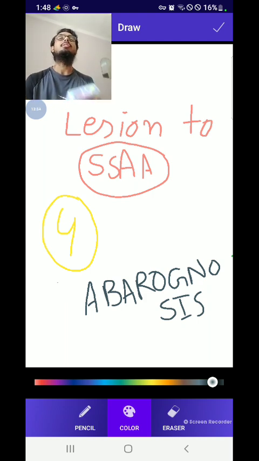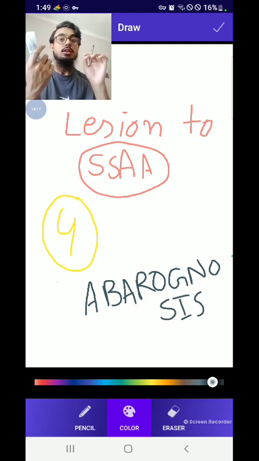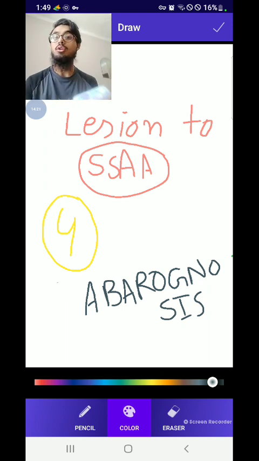When the doctor gives me the objects and I cannot identify which one is light, I think this is light and this is heavy, this is wrong. It means there is damage, a lesion, some problem with the somatosensory association area. So what is the condition's name? Abarognosis, when the patient cannot identify the exact weight of objects with closed eyes.